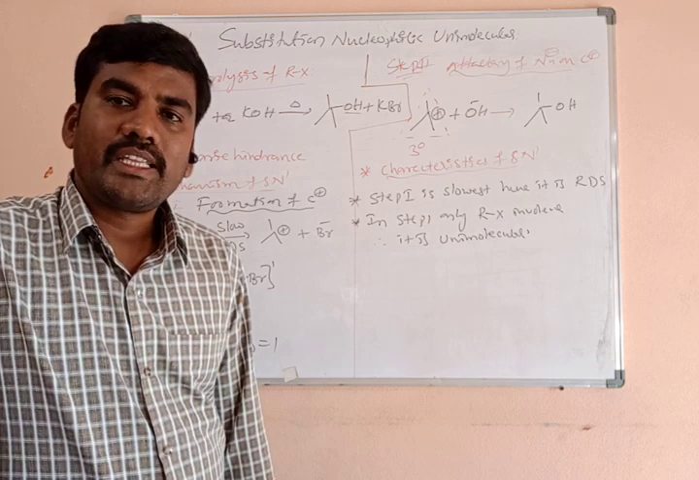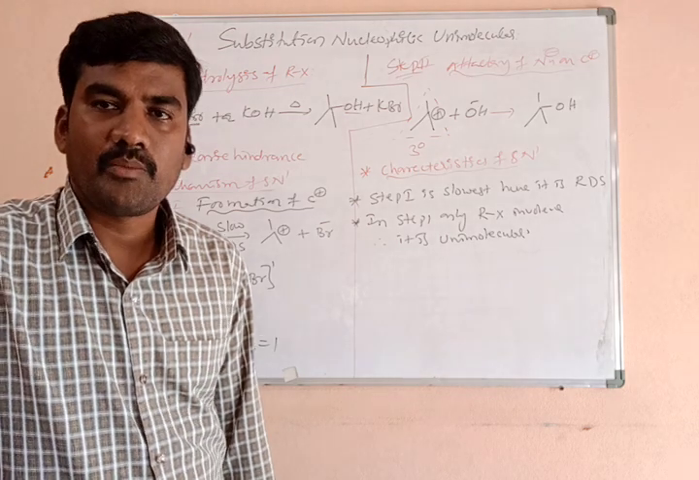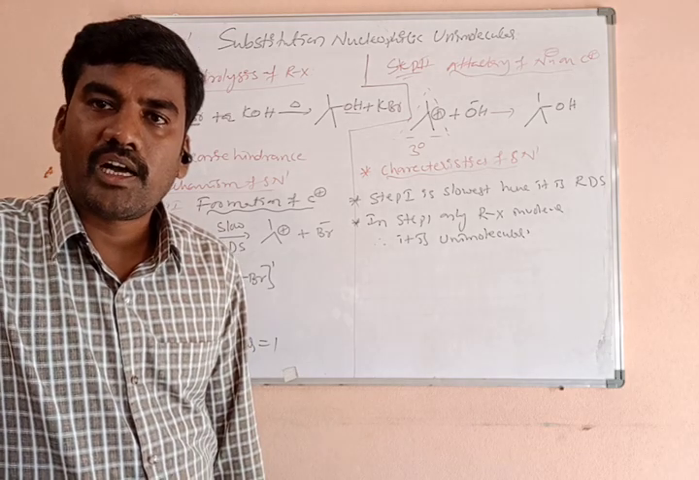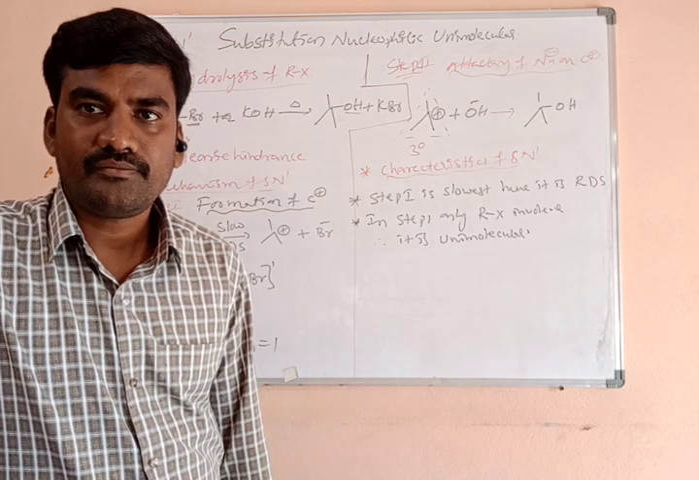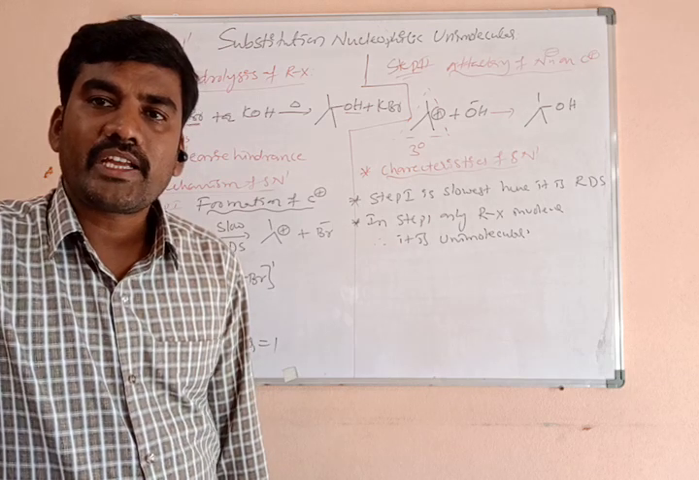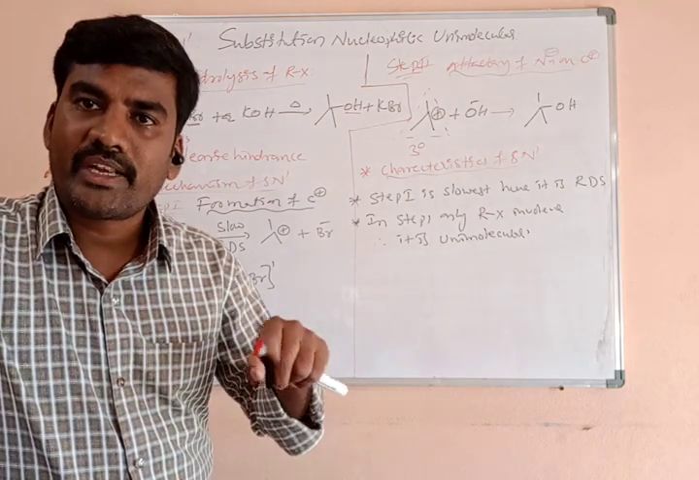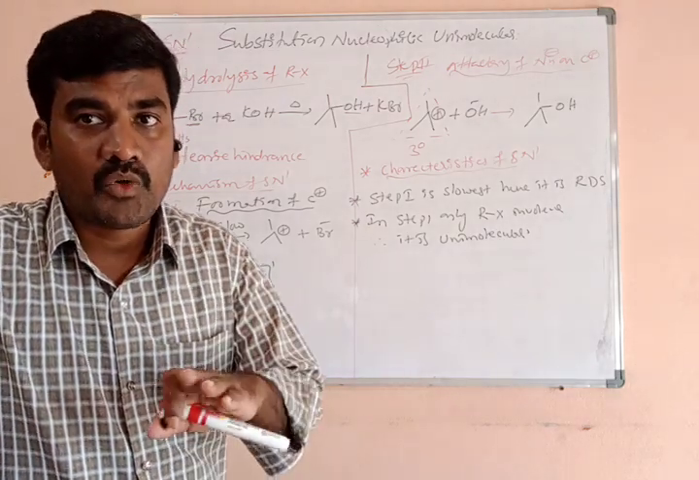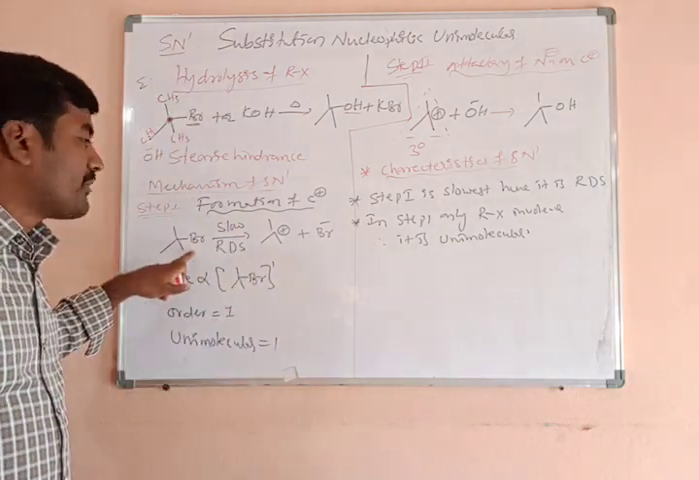In step 1, the existing bond between carbon and halogen undergoes cleavage. Bond breaking takes place in step 1, which means it requires some amount of energy. The required energy is obtained from the solvation of halide ions in solvents. When solvation of the halide ion takes place, the interaction between the halide ion and the solvent, due to electrostatic force of attraction, liberates a large amount of energy. This energy is utilized to break the bond between carbon and halogen.